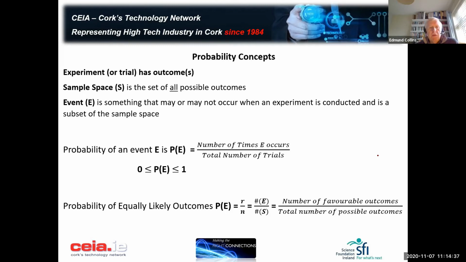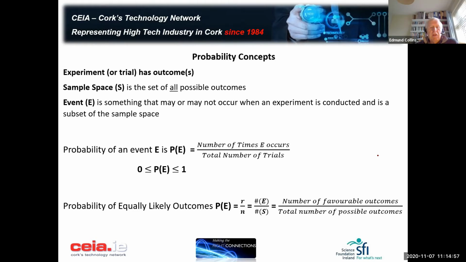The sample space, designated S, is the set of all possible outcomes. So normally when you're tackling a probability question, the first thing you'll do is calculate the sample space. So that's a set of all possible outcomes.